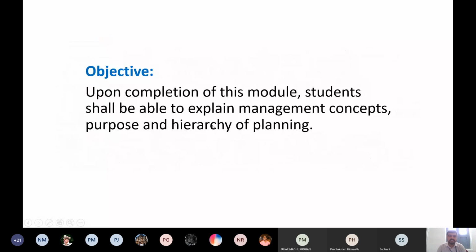So this is the objective of module 1. That means why you are studying this module. After studying this module, you must be capable of explaining the management concept, purpose and hierarchy of planning. This is the objective of the first module. Upon completion of this module, you must be able to explain management concepts, purpose and hierarchy of management.